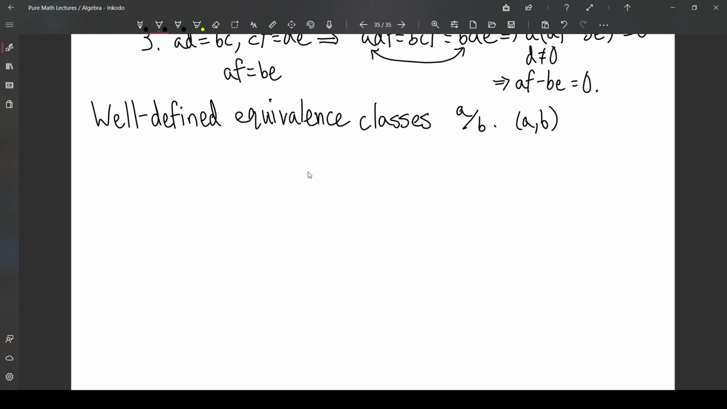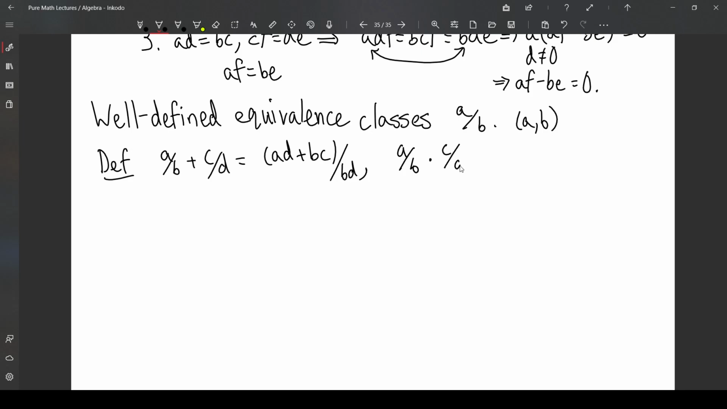Okay. The next thing to do is to define algebraic operations on our fractions. So we define a over b plus c over d, and of course we're just going to define this in the natural way. Okay, and then same thing for multiplication. We define a over b times c over d as ac over bd.